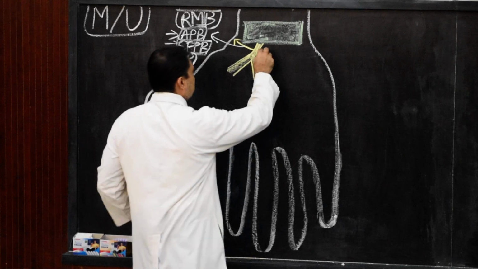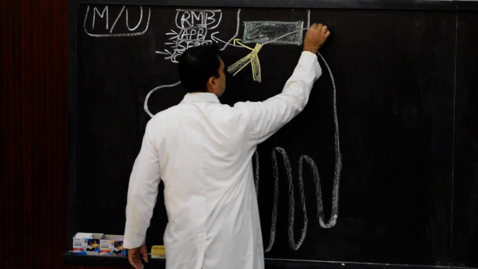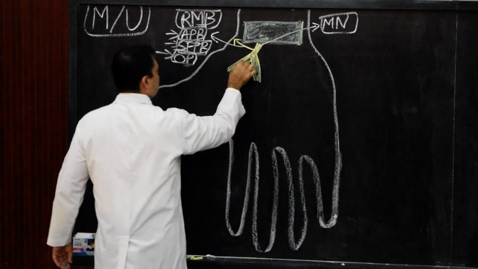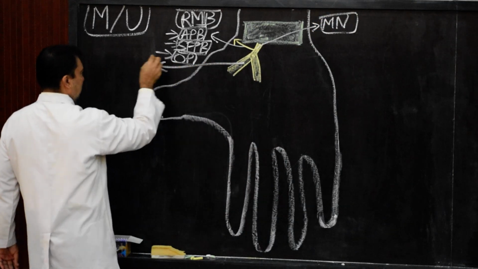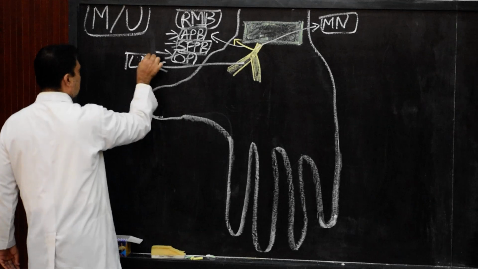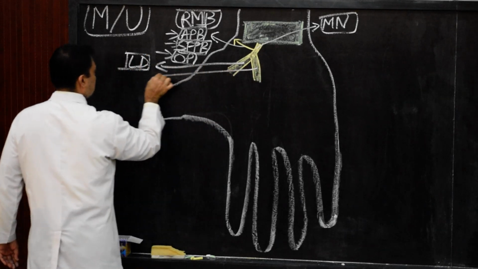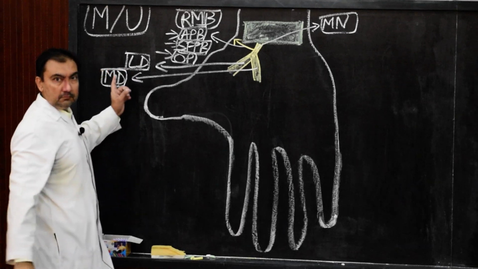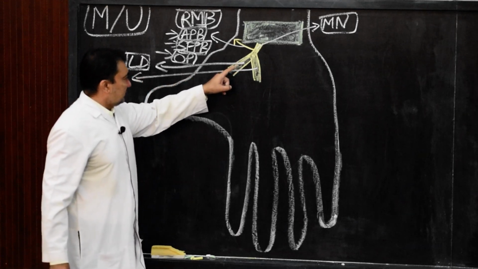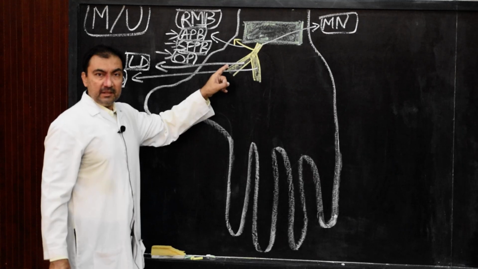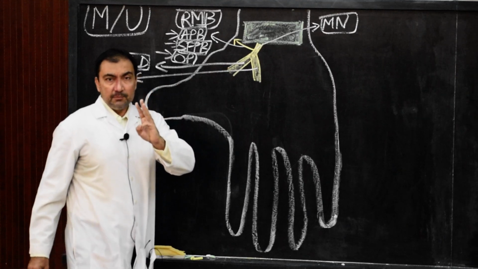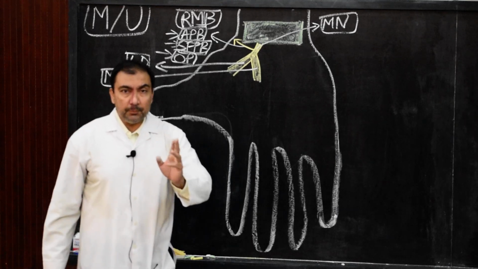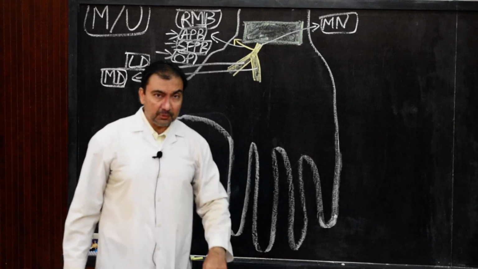Therefore, first of all, we are going to name this structure as the median nerve, and we are going to name this division as the lateral division, and we are going to name this division as the medial division. So this lateral division will then give 3 proper palmar digital nerves. See the name, 3 proper palmar digital nerves. That is what we need to write.